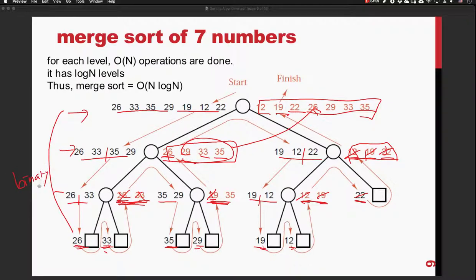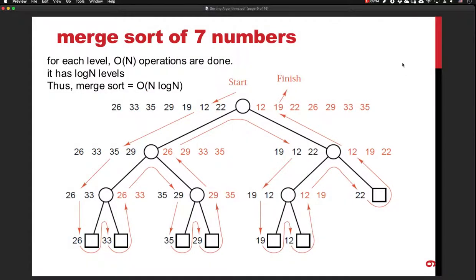In a binary tree, if we have n nodes, then how many layers do we have? That is log base 2 of n layers. And in each layer we need to read and compare each data once. So for each layer we need to process n data. So qualitatively, the time complexity is n log n. That's what you get. But we can prove this using a mathematical recurrence relation.